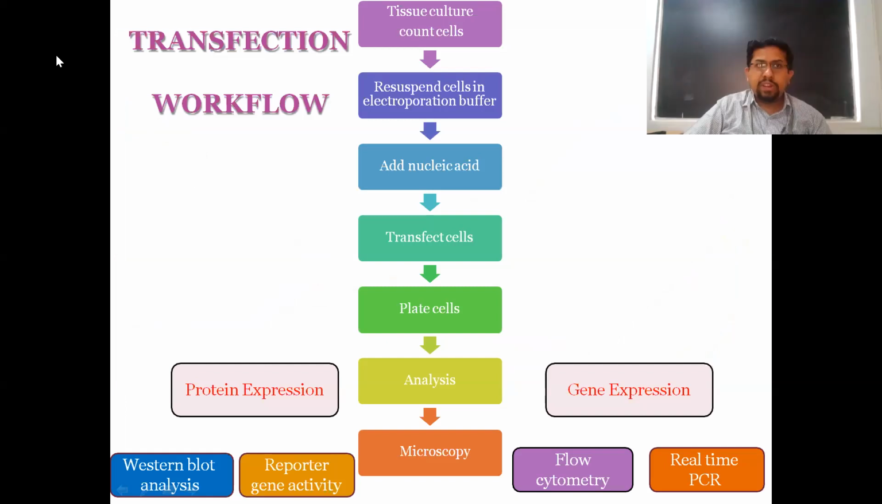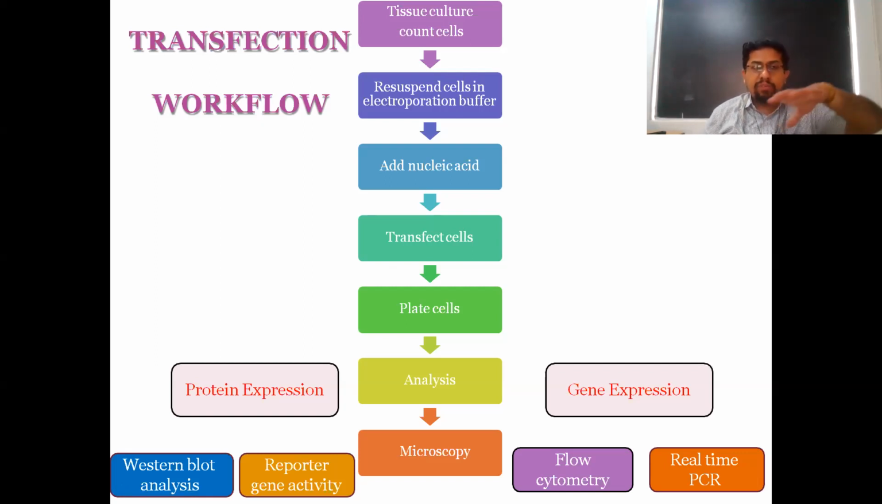Now within the transfection, how are you going to plan this entire thing? First, you do the tissue culture, you count your cells, the cells which have to undergo transfection. Resuspend the cells in whatever buffer, not electroporation, I'm just telling you, whichever you can make as transfection buffer. You add your nucleic acids and you perform your transfection method, whichever method, electroporation, lipofection, or gene gun method, whatever it is. After transfection, next you plate the cells. Then you do an analysis.